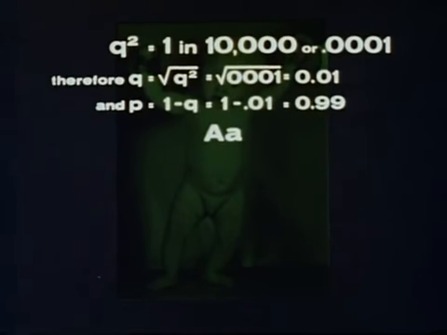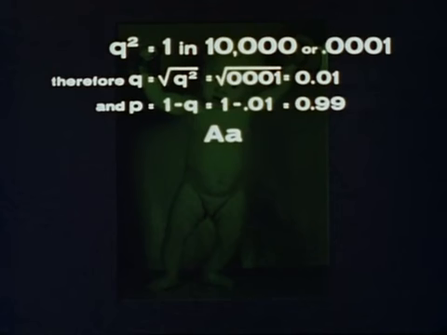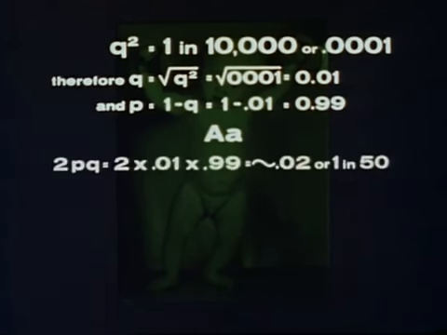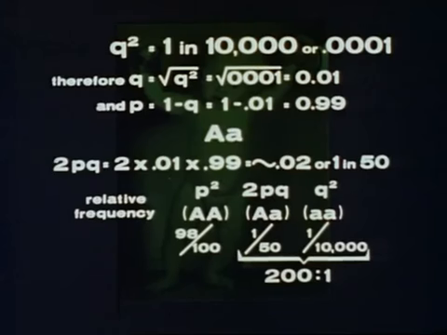Note that the number of heterozygous carriers, big A, little a, can then be estimated. This value, 2PQ, is 2 times 0.01 times 0.99, or about 0.02. One person in about 50 carries the gene for albinism. The relatively high frequency of carriers of recessive traits, as compared with affected, is demonstrated.